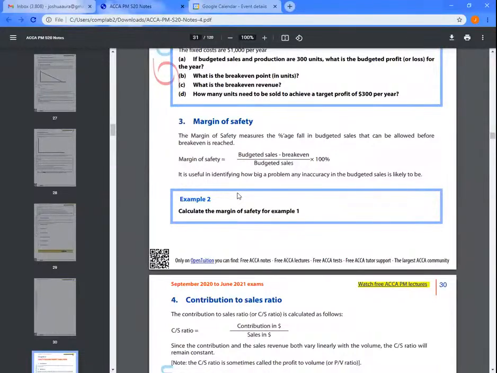Now, ladies and gentlemen, if you are confirming that whatever was gotten up there is correct, thank you very much. Even Violet had gotten the same figure. Now see margin of safety. What are they telling us about margin of safety? They're telling us that the margin of safety measures the percentage fall in budgeted sales that can be allowed before break-even is reached. I like that definition.